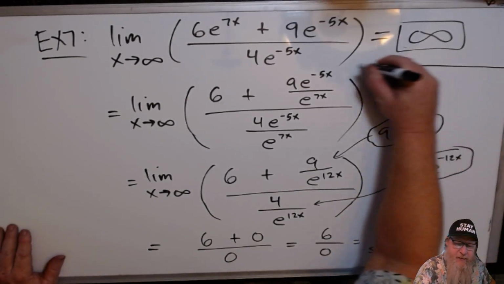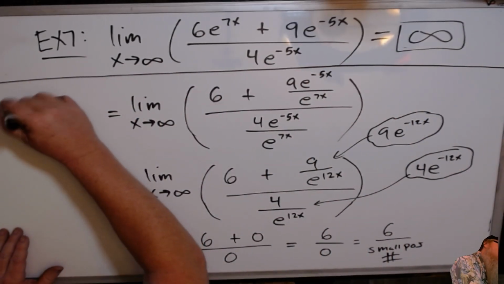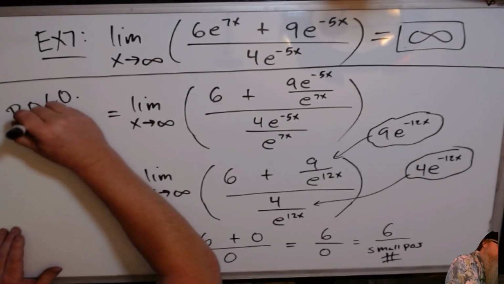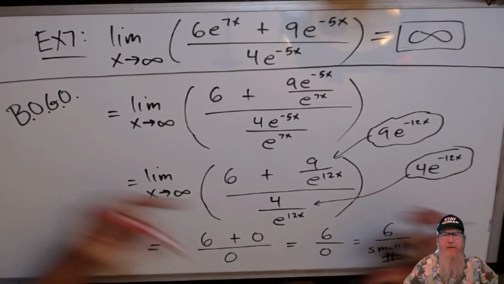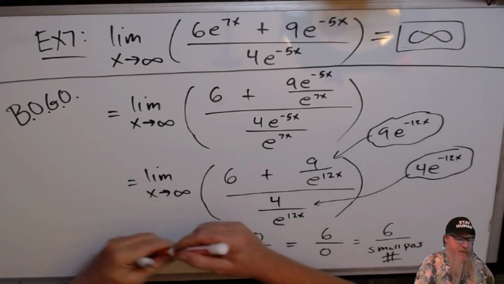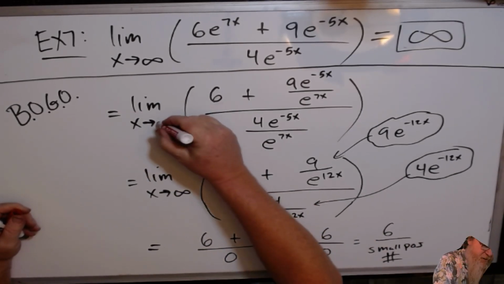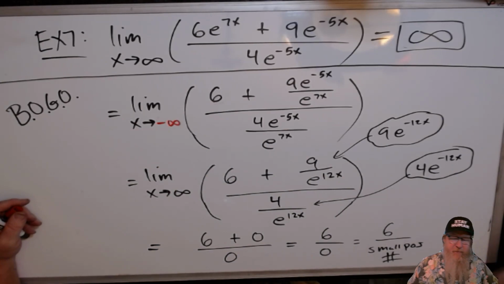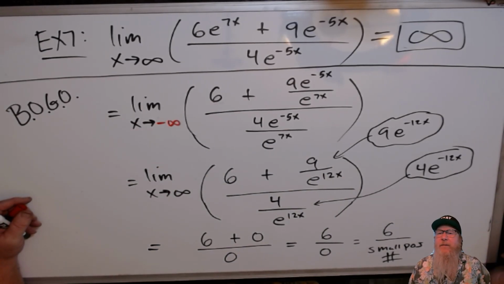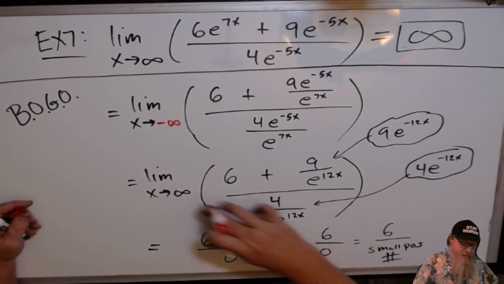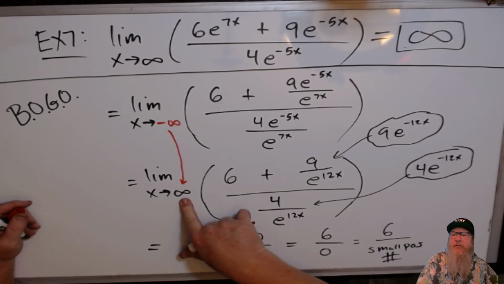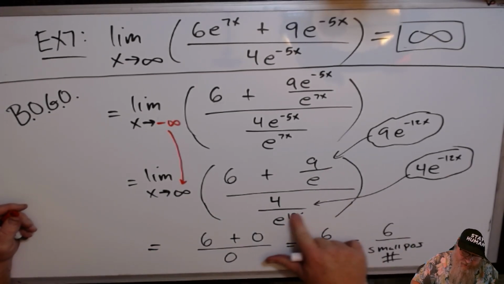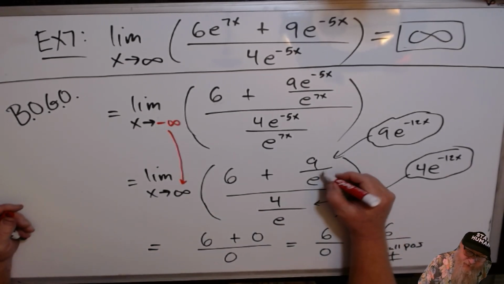Now watch this. This is a BOGO. Remember my BOGOs, my buy one, get ones? Watch this. You're going to love this. I'll take my pen and let's change negative infinity. Then we switch to positive infinity and change all the powers to negative.